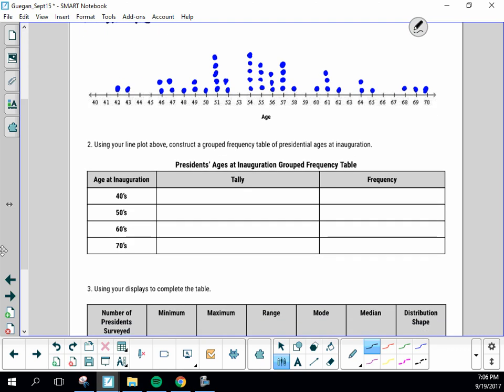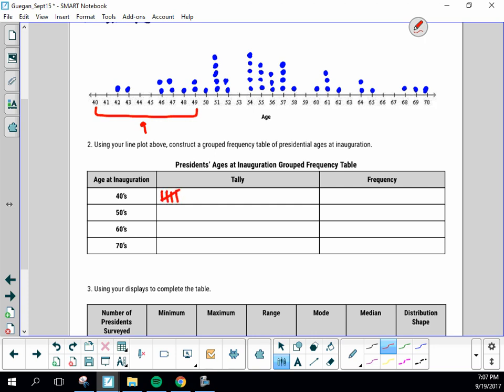Instructions for number 2, it says, using your line plot above, construct a grouped frequency table of presidential ages at inauguration. Okay, so remember this is a frequency table, so we're going to use tallies. And what I would recommend is simply counting up how many dots are in each decade, and then writing down that many tallies. Okay, so in the 40s, 40 to 49, we count up 1, 2, 3, 4, 5, 6, 7, 8, 9 presidents that were inaugurated when they were in their 40s.